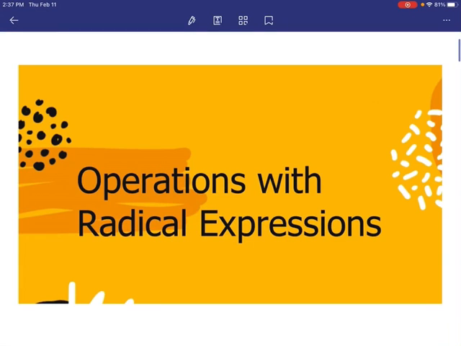At operations with radical expressions. So a radical expression is basically going to be any expression, meaning that it can have numbers or variables in it that also involves radicals. So we're going to be looking at how to multiply, divide, and also add and subtract these.